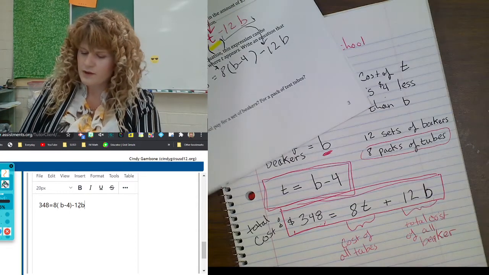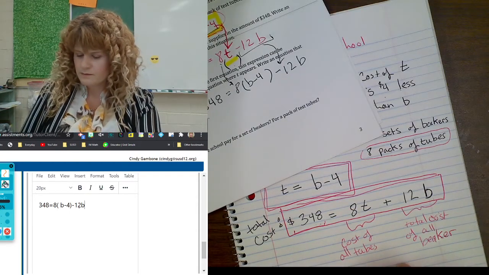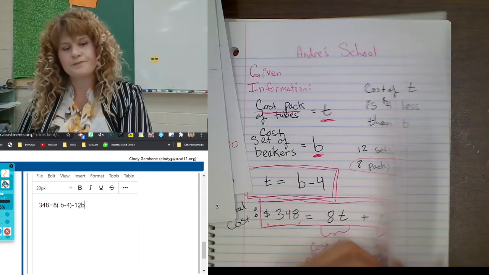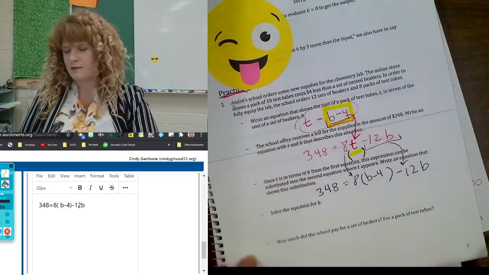Okay, you can put that on your notes too. That's a lot to write, isn't it? 348. I'm going to do it on the next page. No, I'm going to keep doing it here. I'll do it here.